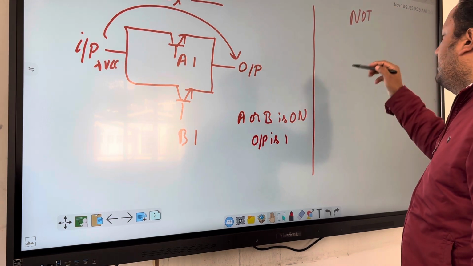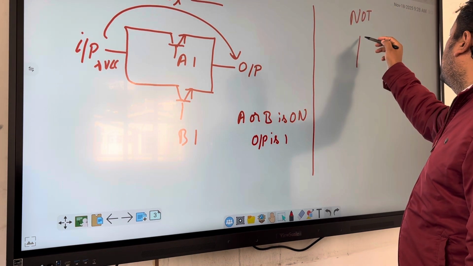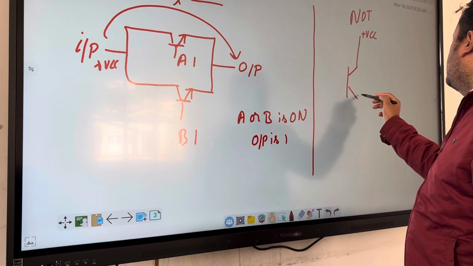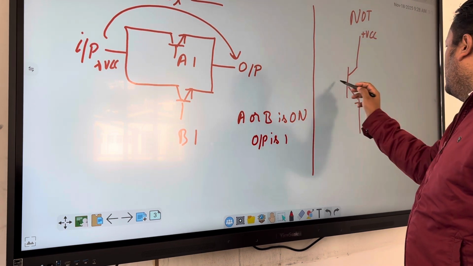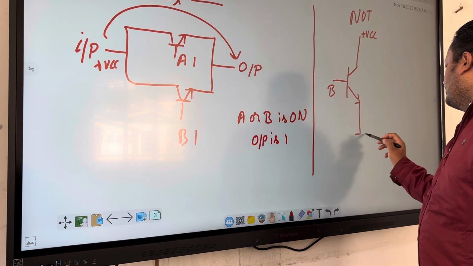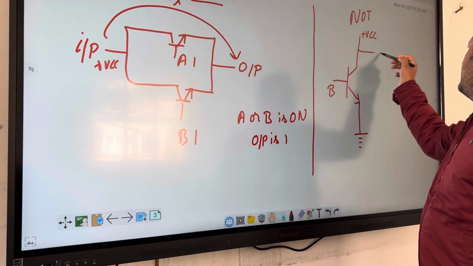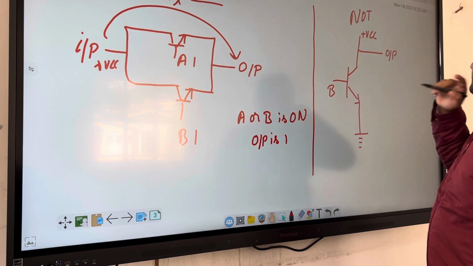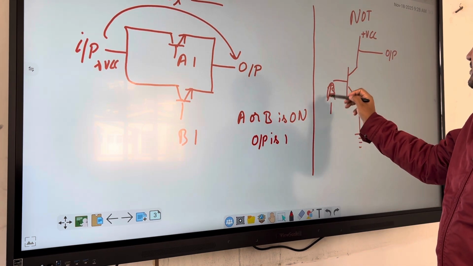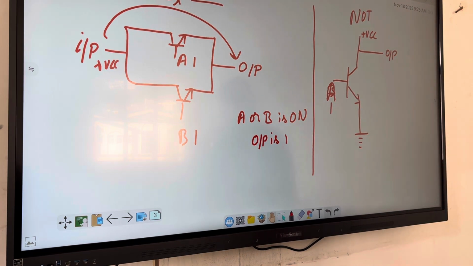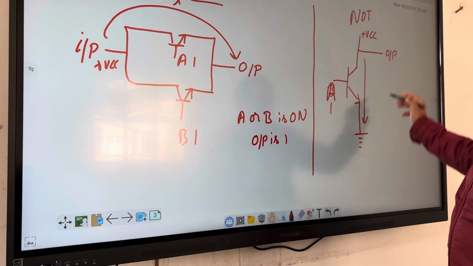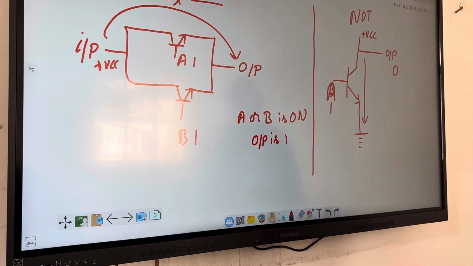So similarly, the last one, you have the NOT gate. In the NOT gate, you need only 1 transistor. So this is your VCC and this is your transistor and this is your base. So this is grounded and here you are taking your output. So when you make your base 1, let's say this is A, so when you make A 1, this whole VCC will get grounded here and the output will be 0.